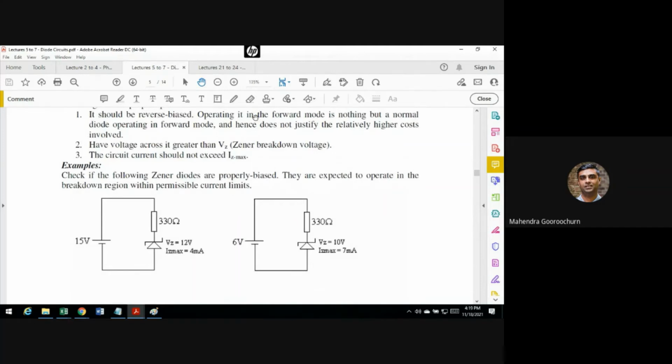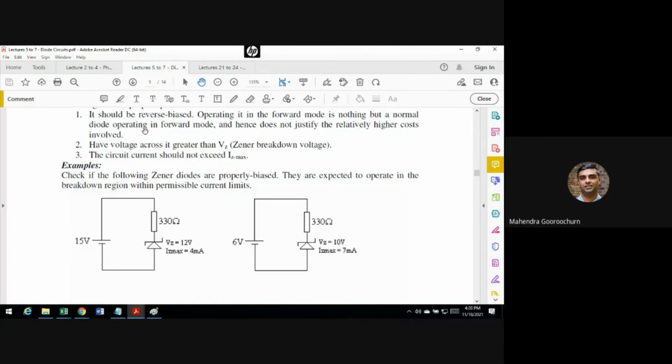First, it should be reverse biased. Is it reverse biased? Yes. Your 15 volts is plus-minus, so it is reverse biased. If you reverse the polarity of your battery, then it's wrong, because then it's going to be forward biased. It's no use. Second, is the voltage across it greater than VZ? VZ is 12 volts. You're applying 15 volts. Yes, it's possible for it to go into the breakdown region because you're exceeding the 12 volts. So that's still good. These first two are correct.